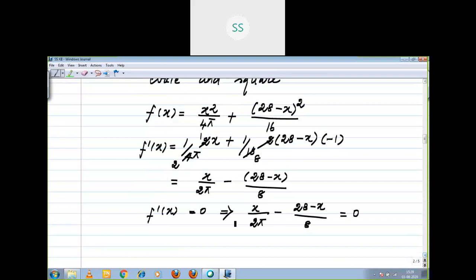Now we have to take the LCM. What is the LCM here? What is the LCM here, children? Yeah, very good. The LCM is 2 pi into 8, that is 16 pi. Shall I take it in that way, or should you take 8 pi? Better.